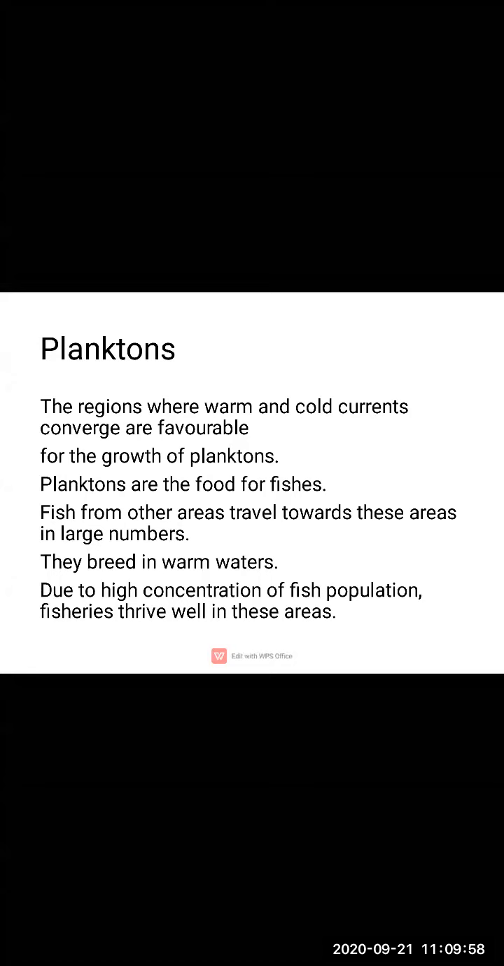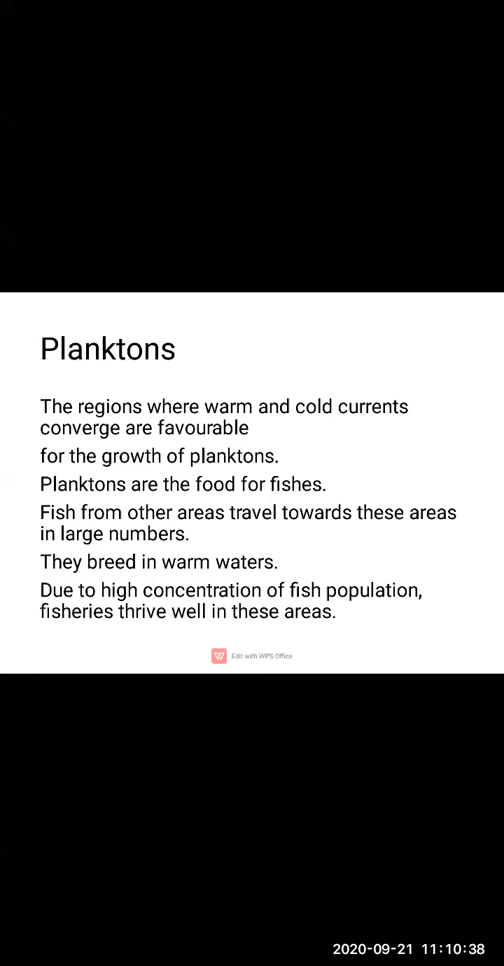Like for example, for our survival we need food, right? So in order to obtain food, we carry out agricultural work and grow crops, and in this way we obtain food. But in the case of fish, in the regions where the planktons are grown, the fish travel towards those areas in large numbers. Why? In order to get their food.